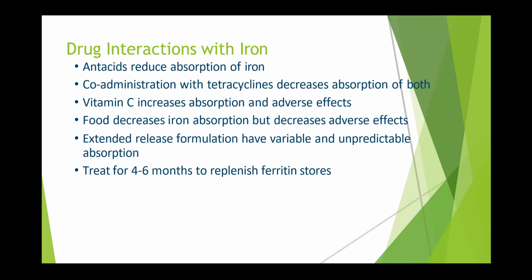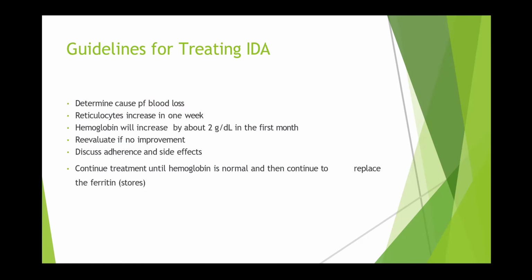Food can decrease the absorption and decrease the adverse effect. Extended release formulas have variable and unpredictable absorption. So you're better off with just instant release. And usually we'll treat a patient for about 4 to 6 months to replenish the stores of ferritin that they have in their body. So the guidelines for treating iron deficiency anemia.